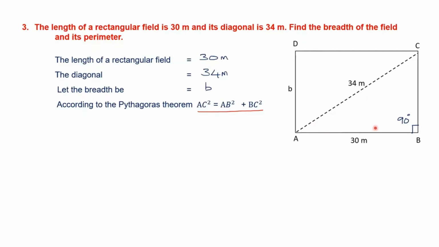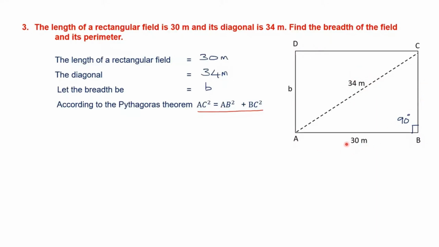So we're going to keep that in mind when we work out this question here. Now, what is the Pythagoras theorem? What does it say? It says that in a right angle triangle, the square of the hypotenuse, that is this, is equal to the sum of the squares of the other two sides.